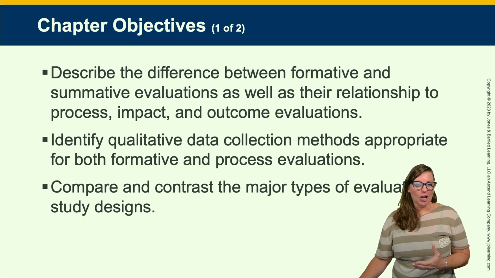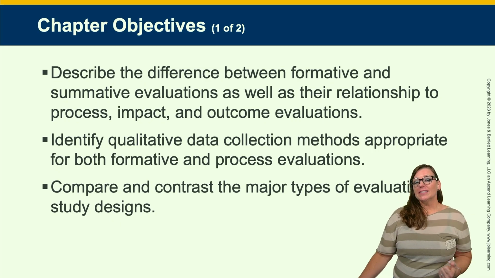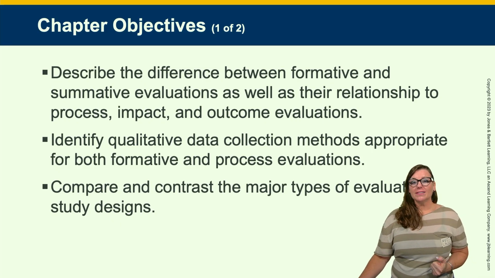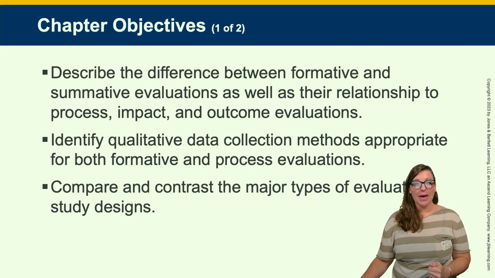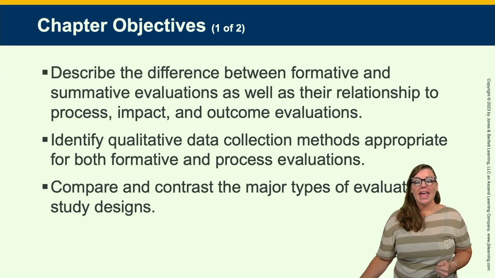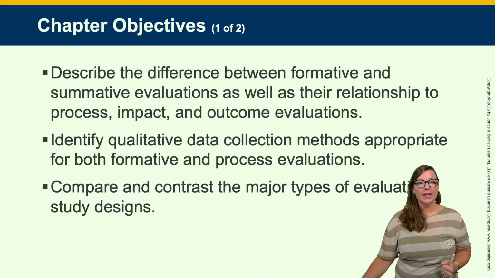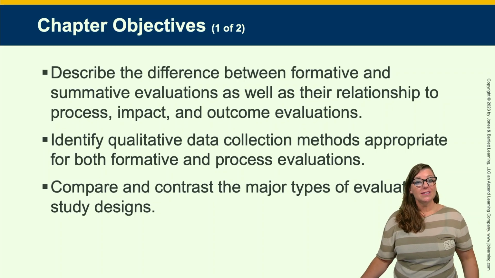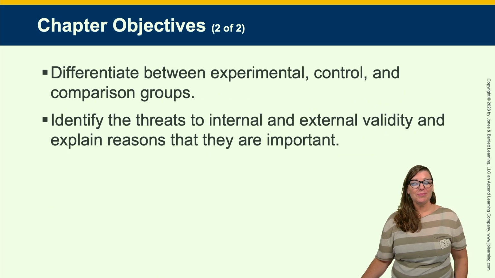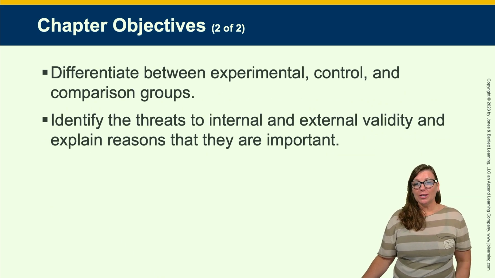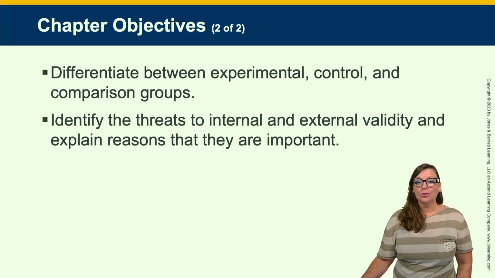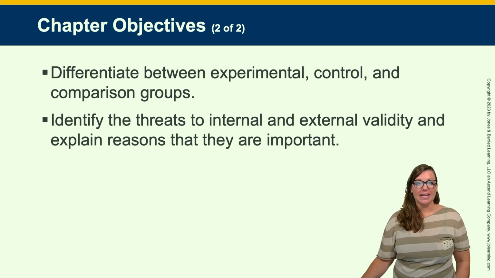So by the end of this talk, you should be able to explain the difference between formative and summative evaluation, understand how those connect to process, impact, and outcome evaluations, and identify qualitative data methods used early in programs. Think of this as a timeline. Formative happens before and during, process happens during, and summative happens after. And then we'll also explore the difference between experimental, control, and comparison groups. And we'll talk about internal and external validity.